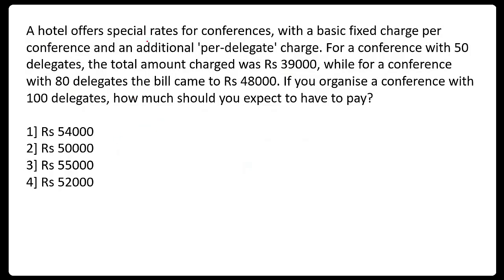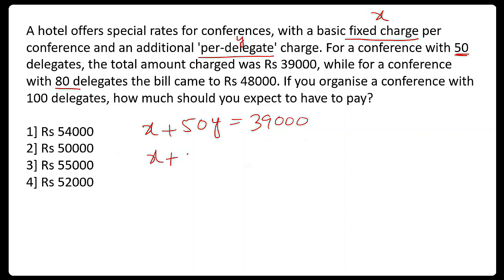So let the fixed charge per conference be X rupees. Let the price per delegate be Y rupees. When the conference is conducted for 50 delegates, fixed charge plus 50 times Y is given as 39,000. When the conference is conducted for 80 delegates, X plus 80Y is 48,000 rupees. So we have a linear equation in two variables. By solving them, you'll get it.